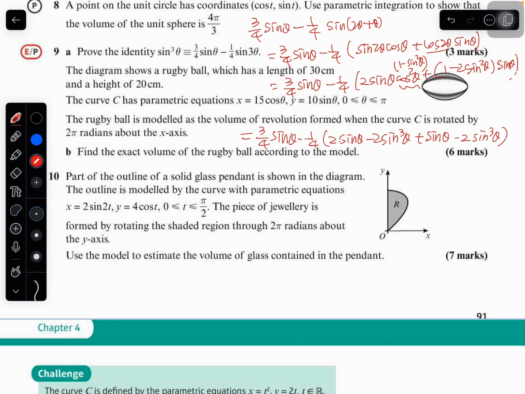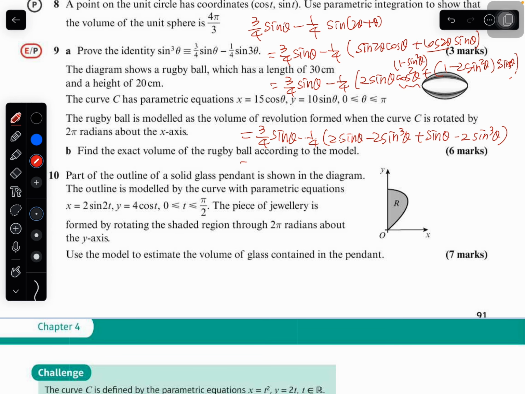Am I correct? 2 sine theta, 2 sine cube theta. So here, now we have 3 over 4 sine theta minus 1 over 4, 3 sine theta minus 4 sine cube theta. So now we don't have it anymore, and sine cube theta.